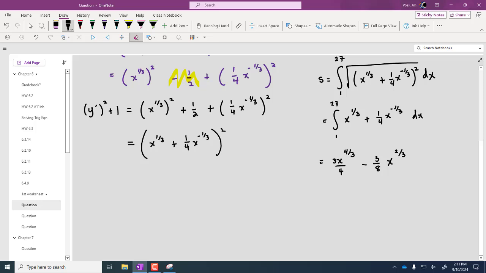And that should still be positive, though. So we added 1, got 2/3. Divide this by 2/3, which means multiply it by 3/2, which will give us 3/8. And that goes from 1 to 27.